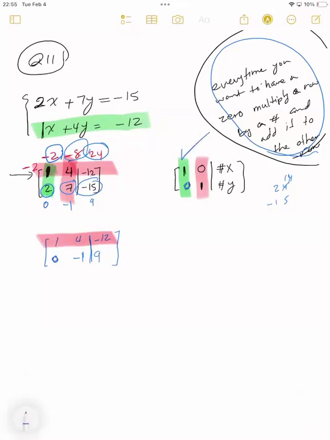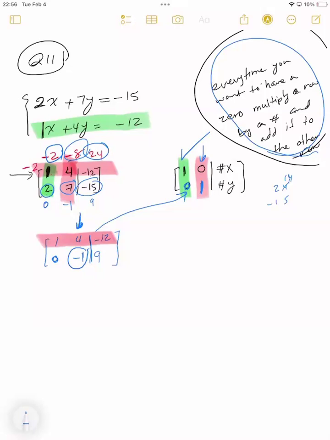So I'm done with column 1. Now I go to column 2. When you start a new column, always get your 1 first, then get your zeros. I need to have 1 in this location because I want to make this look like this matrix. So you always get one of the entries to be 1 first, then you go after the zeros.